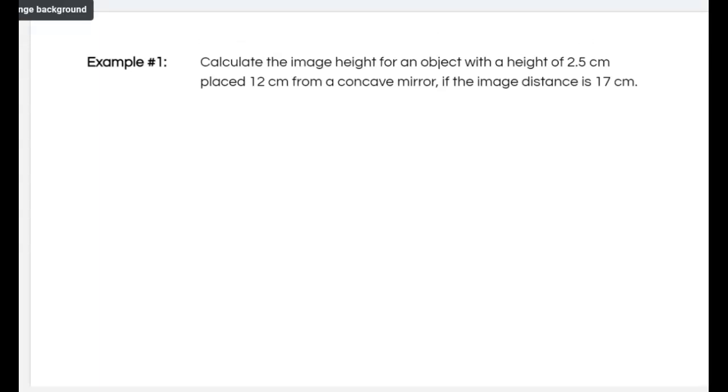I find a highlighter or just a different colored pencil is super helpful for me to highlight what information I have and what information I am looking for. So it says right here, calculate the image height. Image height for me is HI. So right off the bat in my givens, I'm going to say HI is what I don't know. And right now, the only equation that I have with HI in it is that magnification equation, so I know that's going to have to be involved.